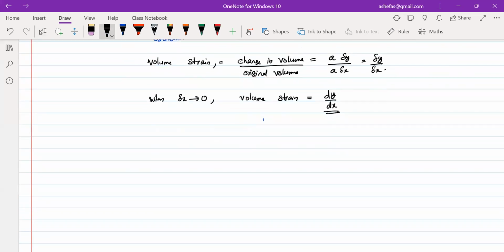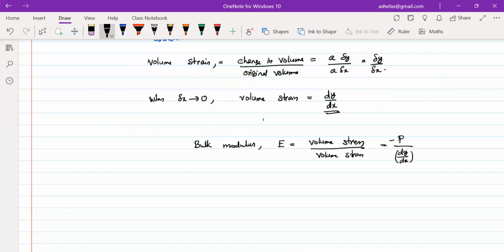Okay, so next we can go for the definition of the bulk modulus. The bulk modulus, defined by the symbol E, is equal to volume stress divided by volume strain. Volume stress is nothing but pressure, and the volume strain is dy by dx.